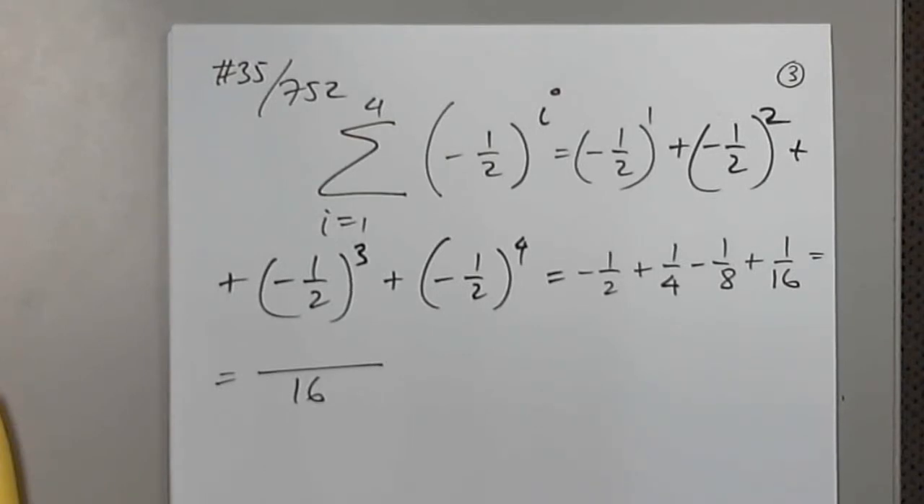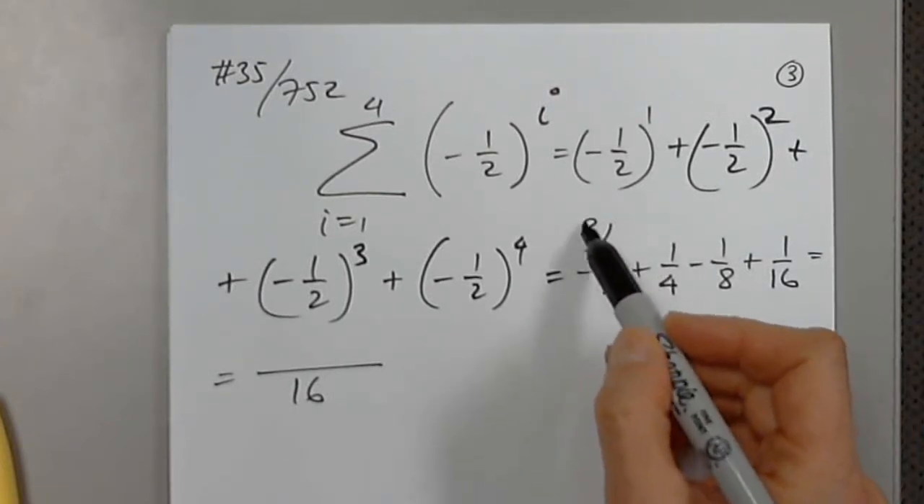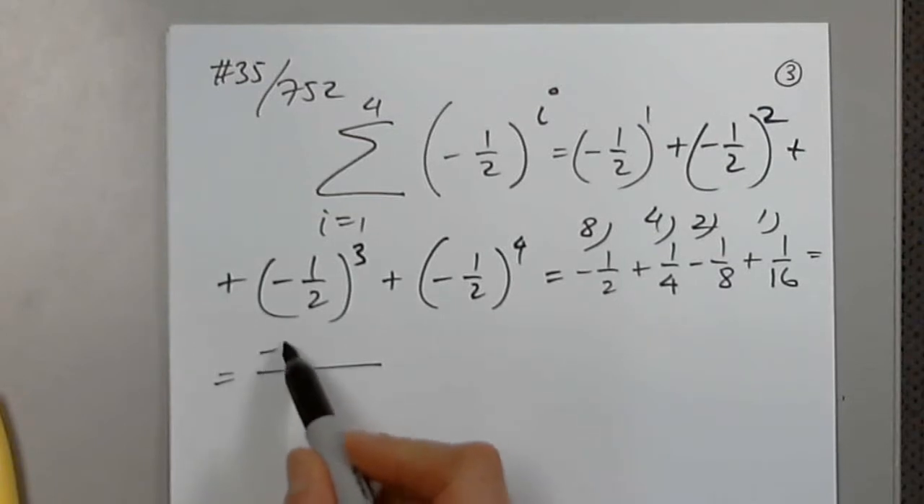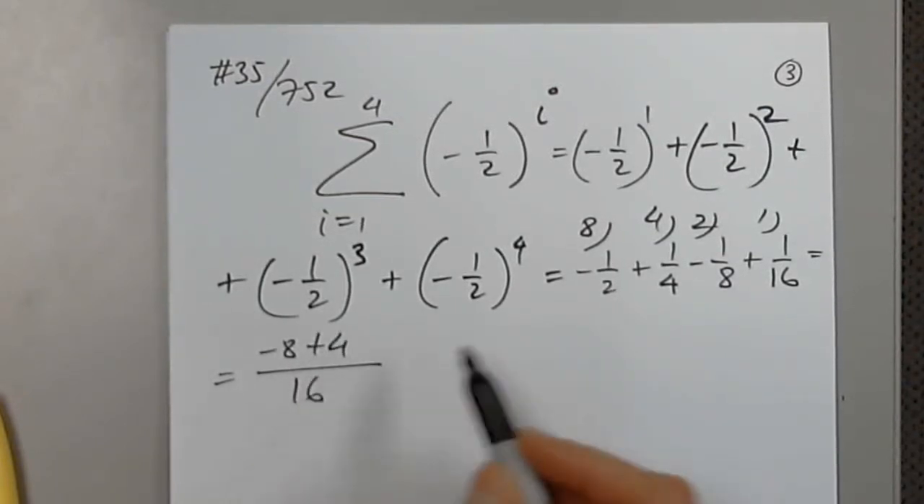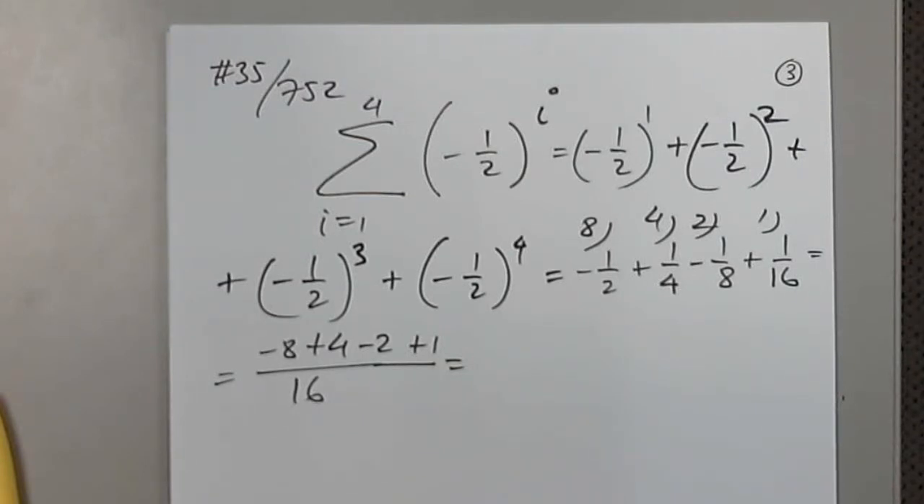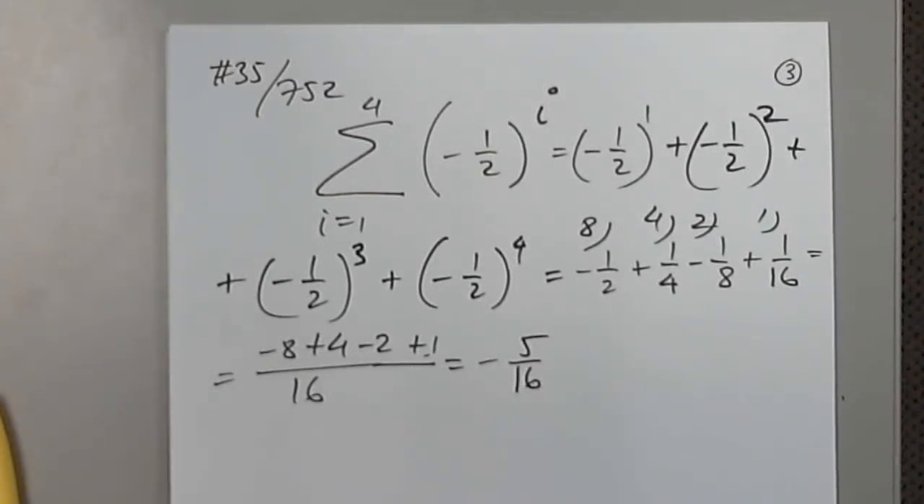Okay, so yeah. So the least common denominator is 16. So this is 8. So this is 4, and this is 2, and this is 1. So -8 plus 4 minus 2 and plus 1. So -8 minus 2 is -10. -10 plus 5 is -5. So this is -5/16.